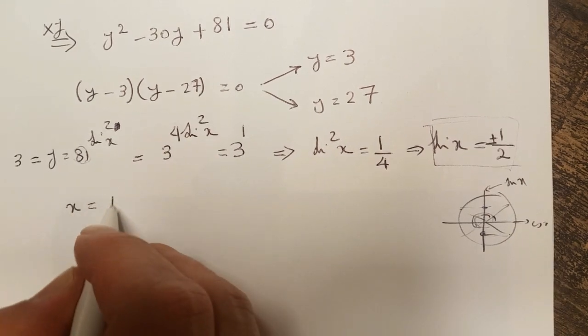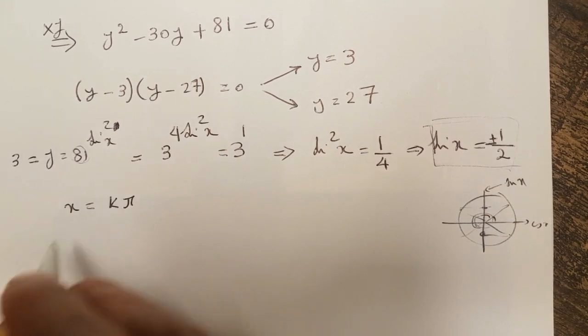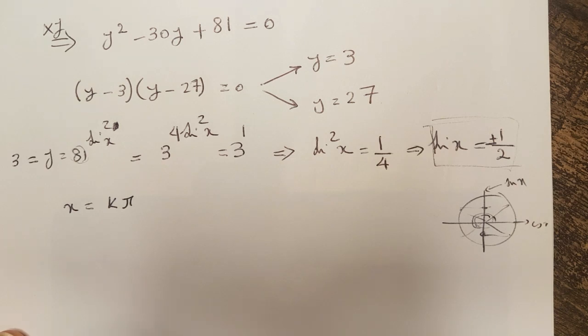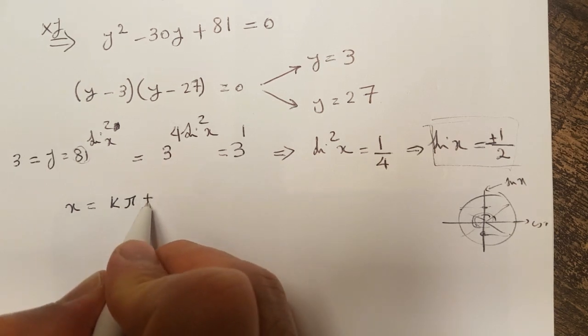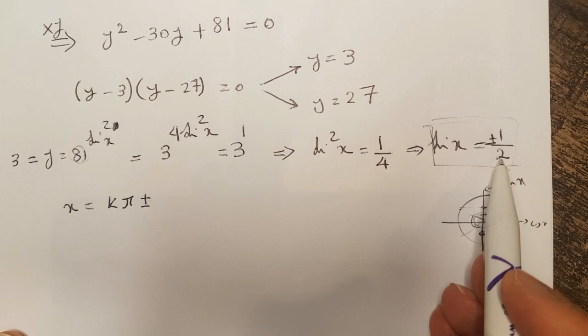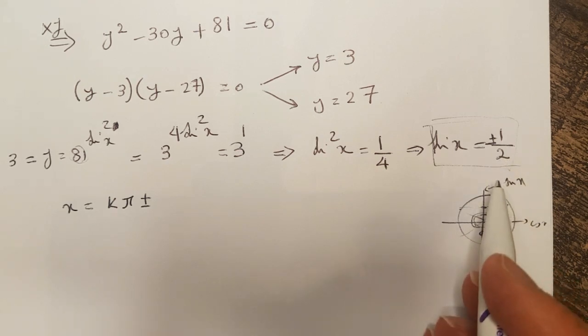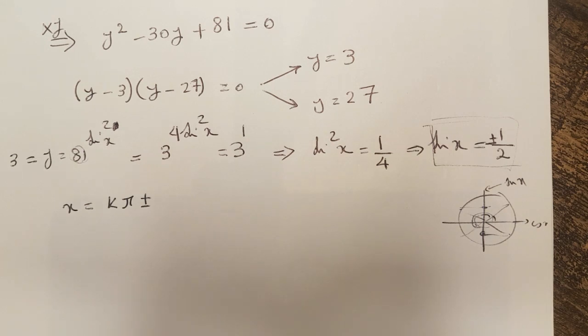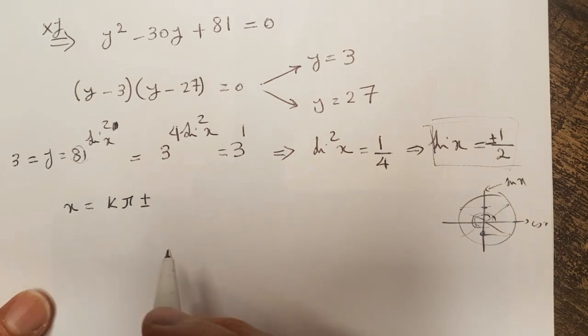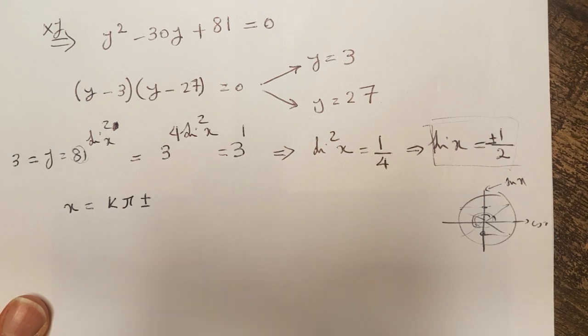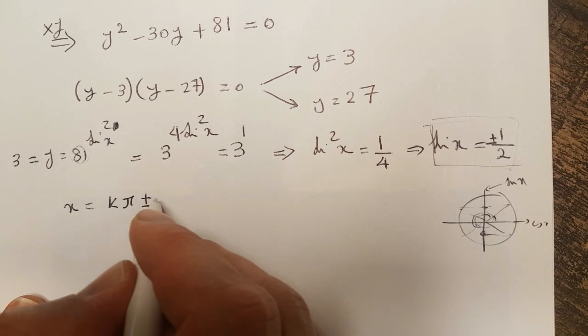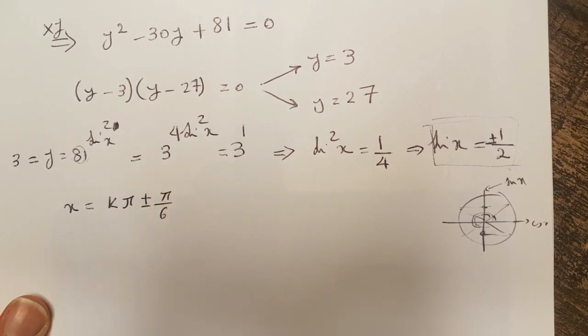But the general solution of this equation is x equal to k pi plus and minus, so only the sine of 30 degrees, or pi over 6, is 1 over 2. So we will have k pi plus minus pi over 6.